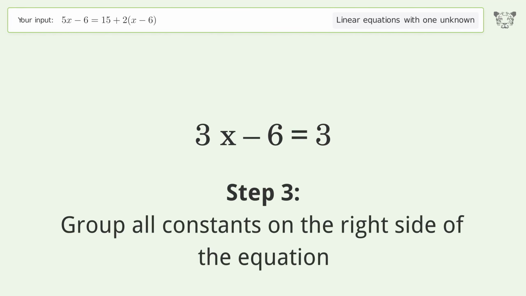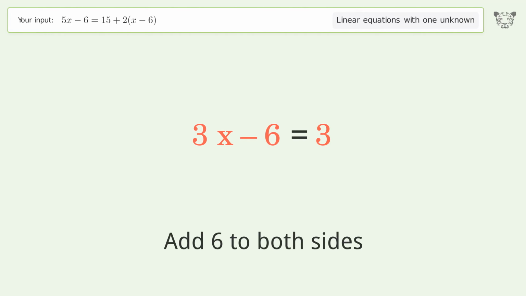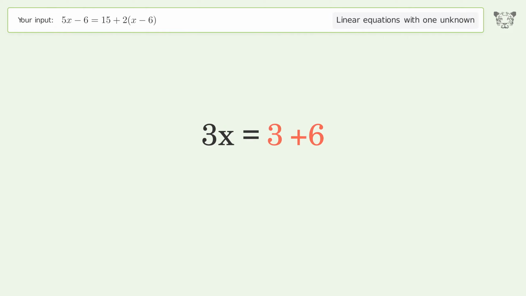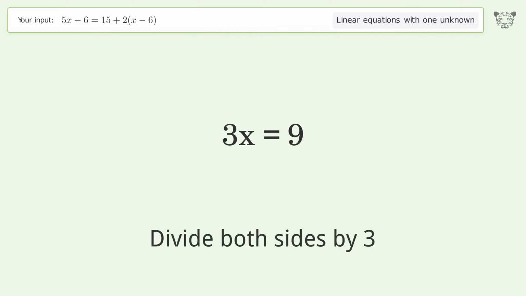Group all constants on the right side of the equation. Add 6 to both sides. Simplify the arithmetic. Isolate the x. Divide both sides by 3.